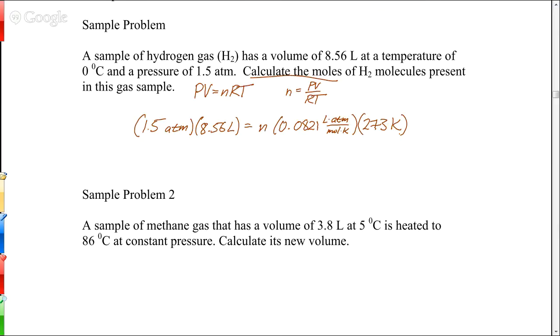Remembering that our temperature always has to be converted to Kelvin, and then solving for N. So in this particular case, I believe N ends up being 0.57 moles of hydrogen.